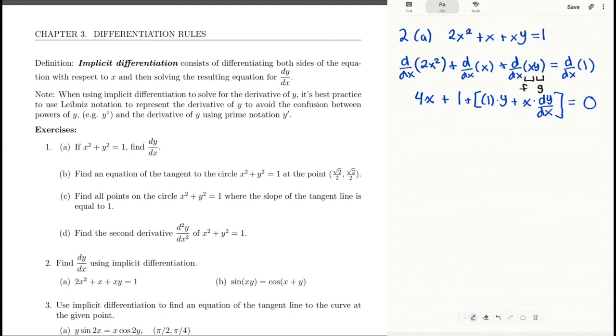So now let's isolate for dy over dx. We'll move all of the terms to the right-hand side, except for the x times dy over dx term. So we have x times dy over dx is equal to negative 4x minus 1 minus y, and then dividing both sides by x, we have negative 4x minus 1 minus y all over x.